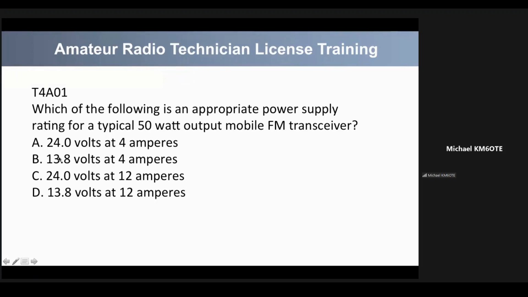So 13.8 at 4 amps or 13.8 at 12 amps. Well, if you multiply this out, 13.8 times 4 amps is very close to the 50 watts. You'll find that you're nowhere near a comfortable margin for current supply or power supply for your transceiver. So the correct answer should be D. And this is where, remember I said in an earlier session, paying attention to the power calculation, volts times amps is power, it will come up over and over again.